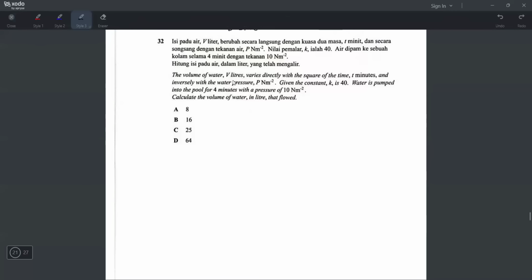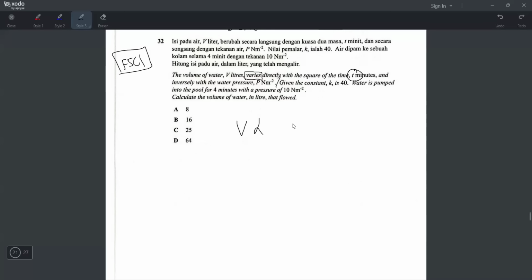32. The volume of water V varies. You see this word, you know it's from Form 5 Chapter 1, the variation question. Soalan ubahan. The volume V varies directly with the square of the time T minutes and inversely with water pressure P and M minus 2.